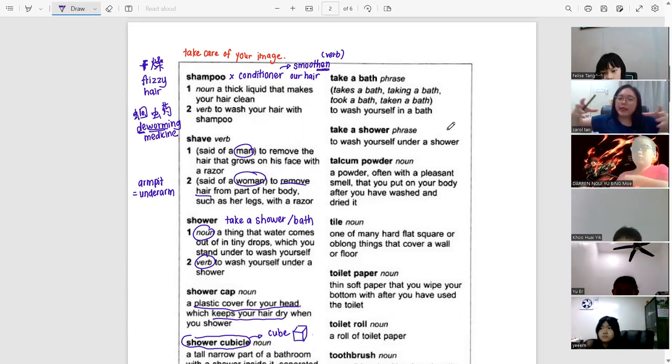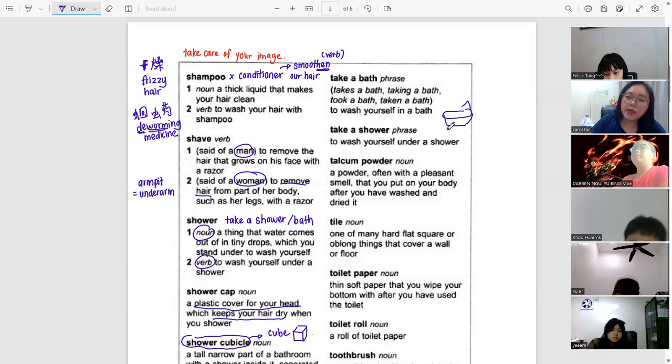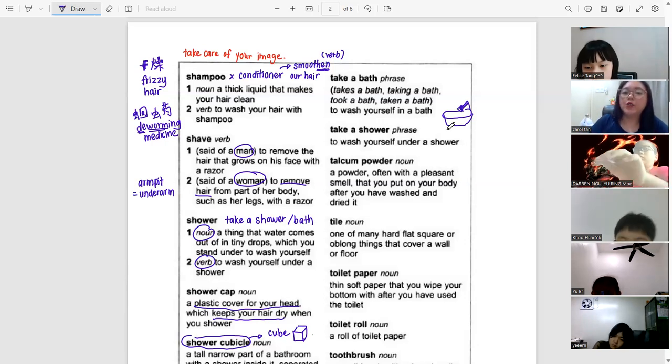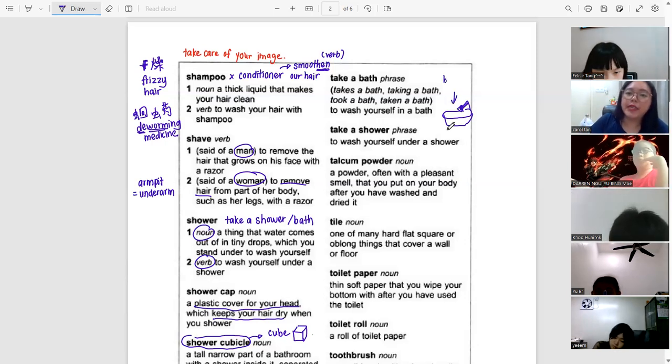Okay. Yeah, it's like a bathtub. Y'all can write bathtub. This is the bathtub. You can lie down inside it. So this is the bathtub. Everybody can write, this is the bathtub.